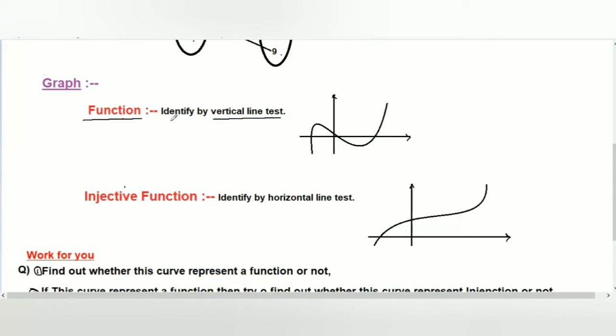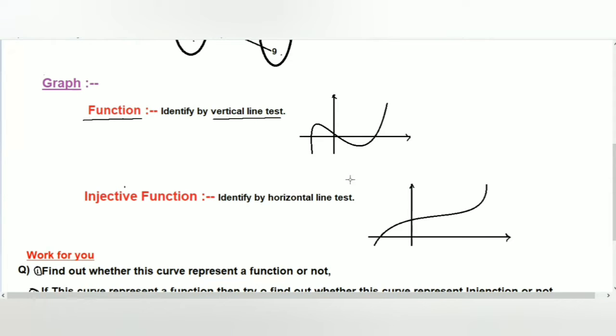So we will find it out. Here is the question: identify by vertical line test. This is a curve given. So we only want to check whether this curve is a function or not. If we have a question asking whether a curve represents a function or not, we will always do a vertical line test.